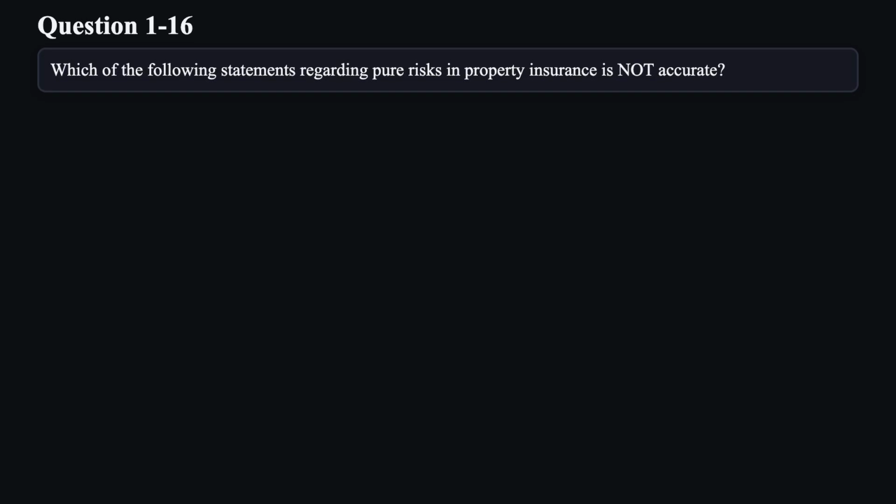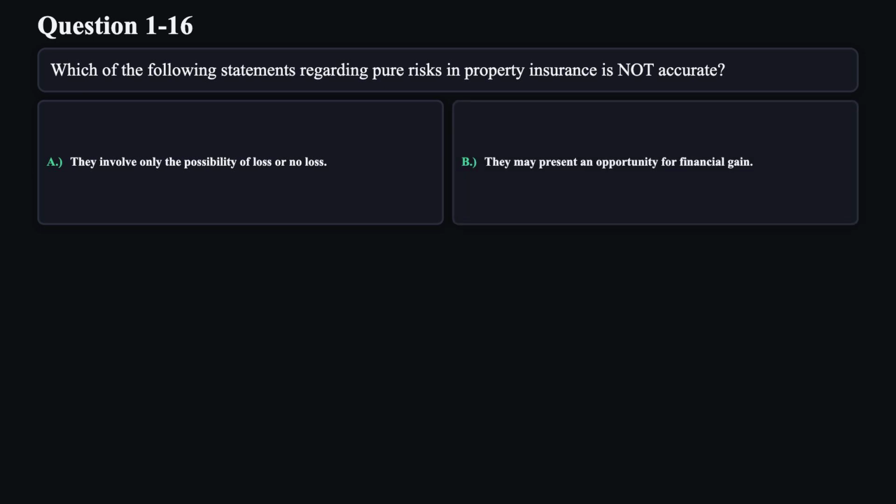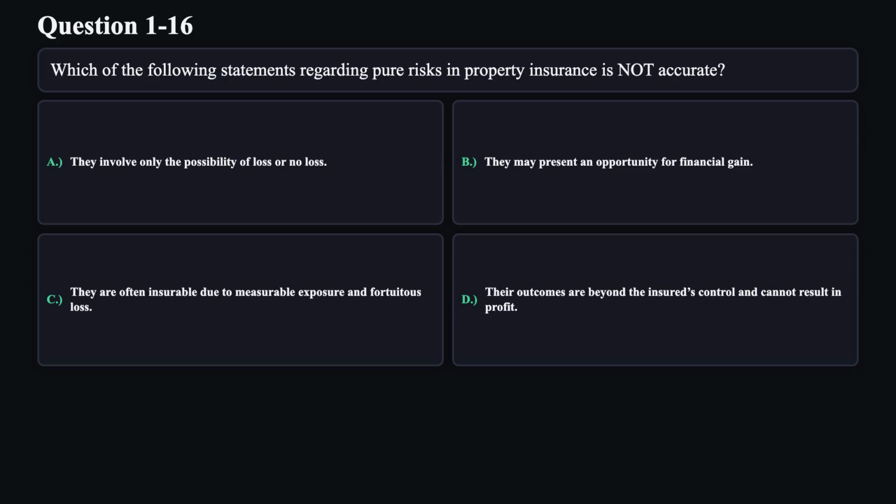Question 16. Which of the following statements regarding pure risk and property insurance is not accurate? A. They involve only the possibility of loss or no loss. B. They may present an opportunity for financial gain. C. They are often insurable due to measurable exposure and fortuitous loss. D. Their outcomes are beyond the insured's control and cannot result in profit.